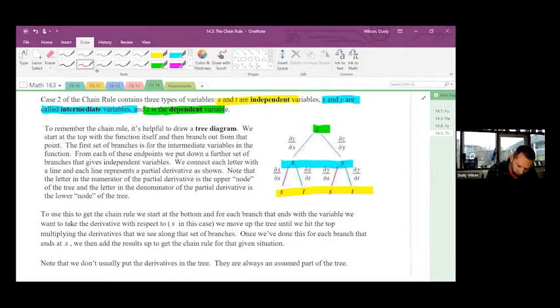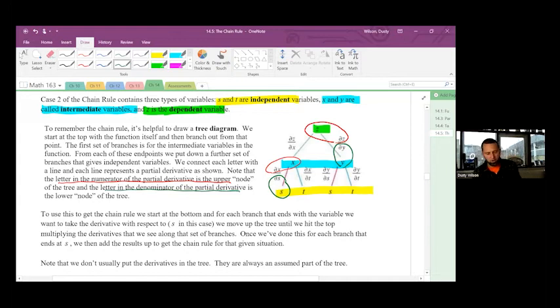Let me see if I can make that clear. The letter in the numerator is the upper node. So here, for example, we've got a partial with respect to x, and the letter in the denominator of the partial derivative would go below, right here. Or the partial of z with respect to y. So if you're trying to figure out which order to do it in, it actually makes kind of a height order, like you might imagine.